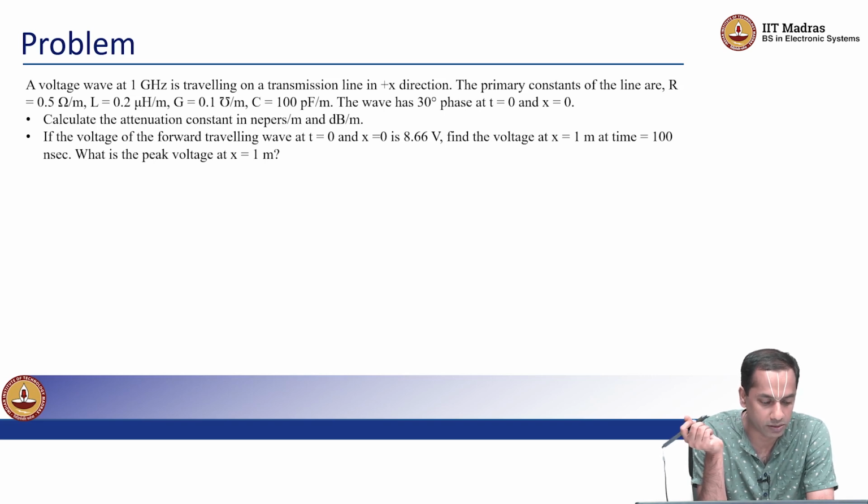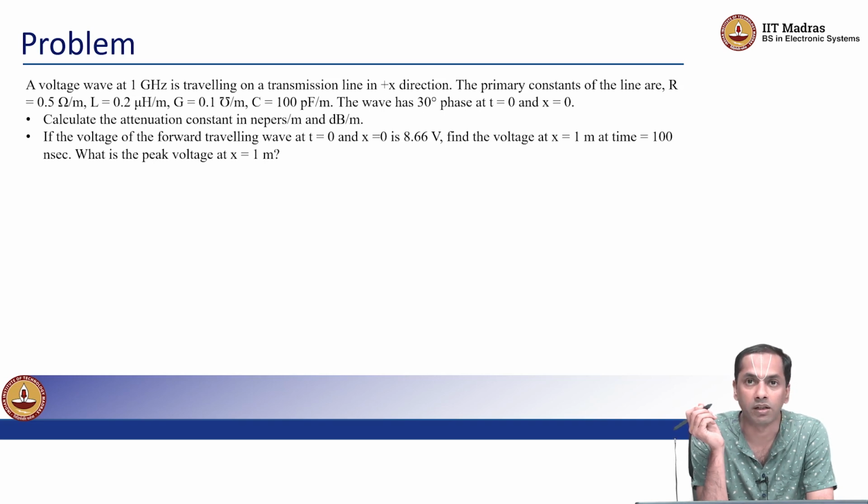We say that a voltage wave at 1 gigahertz is traveling on a transmission line in the positive x direction. They have given us the primary constants for the transmission line, the R, L, G and C values. The moment you see this, it should be clear to you that you can estimate two of the main line parameters, which is the characteristic impedance as well as the propagation constant gamma, right? And since R and G are non-zero values, you expect to see complex numbers for both of them.